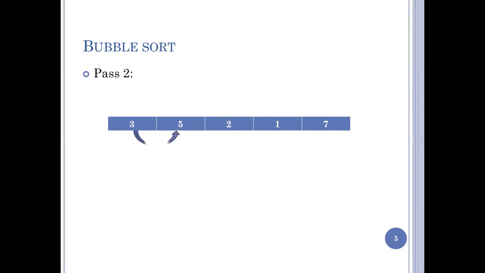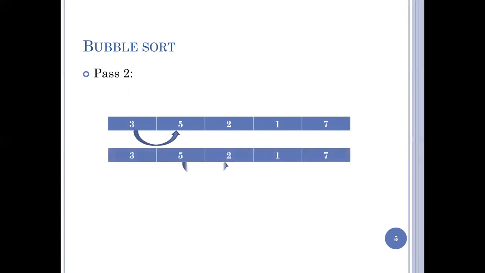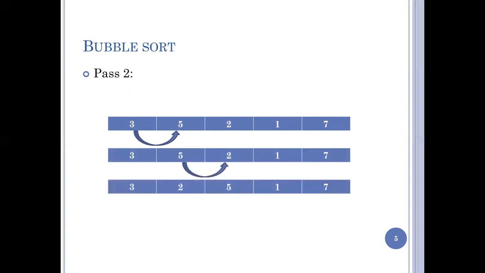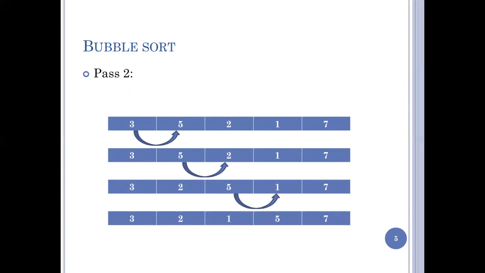We compare the first two elements, 3 and 5. Here it is already in order, so we do not make any swapping. Next, compare 5 and 2. Here we need a swap, so 5 and 2 will be swapped. Now the next comparison, 5 and 1, we need a swap, since 1 is smaller and 5 is greater. So we make a swap.